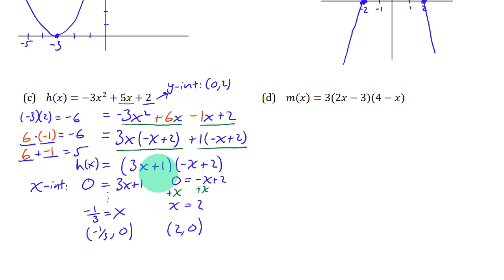We wrote it in factored form right here. It started off in standard form. So now that we have that, we can graph it. But first, does it open upwards or downwards? Well, because you have an a equals -3, it opens downwards, because that is a negative number.